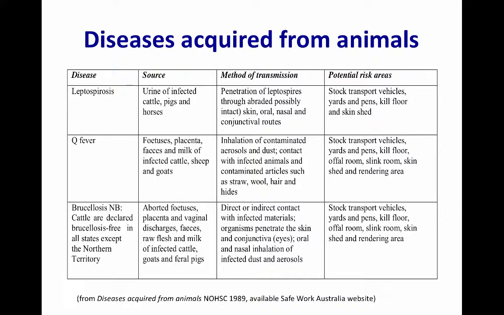Now I'm not going to read through all of the cells in this table, but just to look at leptospirosis, for example, the disease is leptospirosis. The source is urine of infected cattle, pigs and horses. The method of transmission is penetration of leptospires through abraded, possibly intact, skin, oral, nasal and conjunctival routes. And potential risk areas are stock transport vehicles, yards and pens, the kill floor and skin shed. And I'll leave you to look through the rest of the table at your leisure.